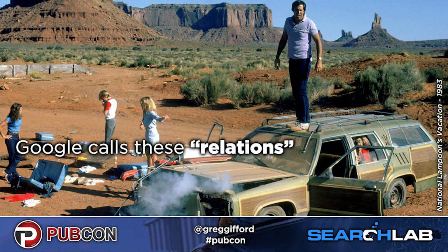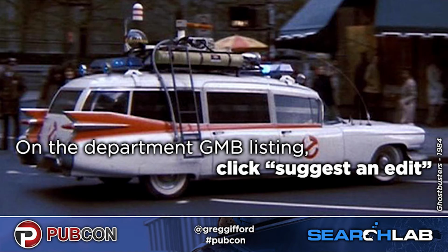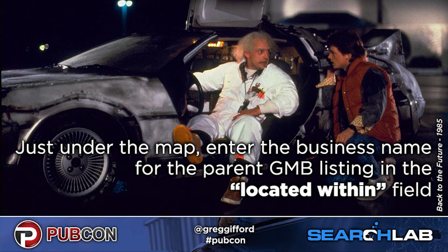So Google calls these relations because it likes to come up with different names. Who knows why they can't just call it a nested listing or a department listing. If you want to do this with one of your listings, you want to go to the department listing, the sub listing, the child listing, and click suggest an edit. And then once you do that, there's going to be an area where it shows the map pin in the map, and just underneath that, there's a field called located within.